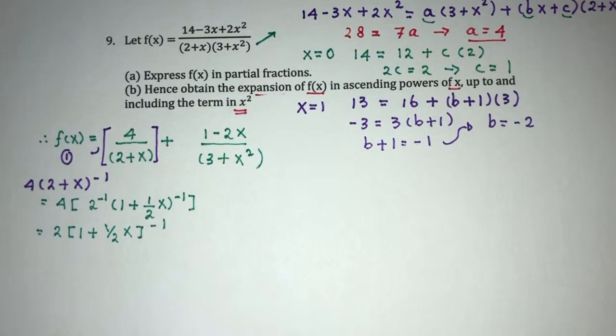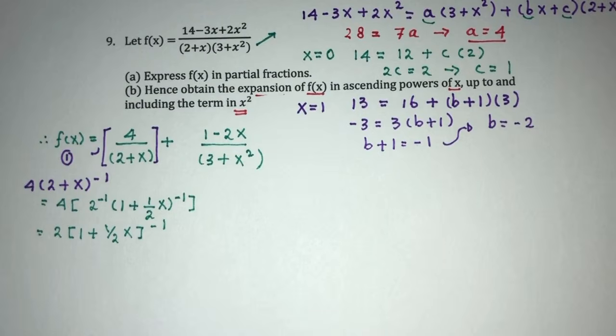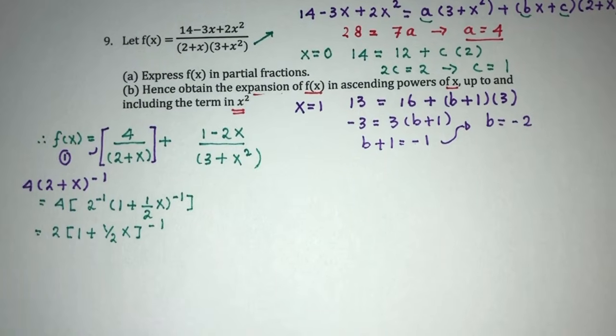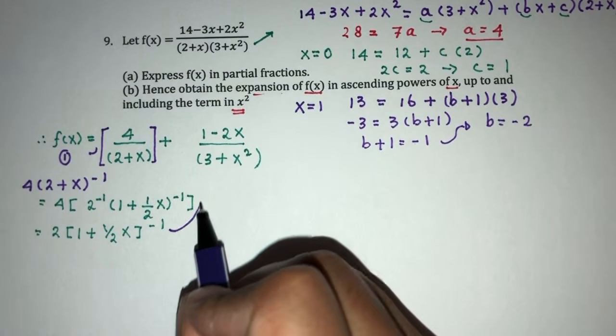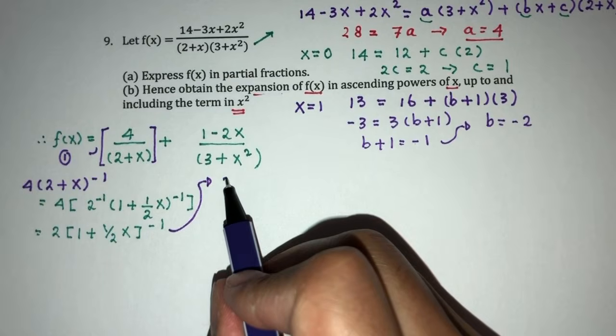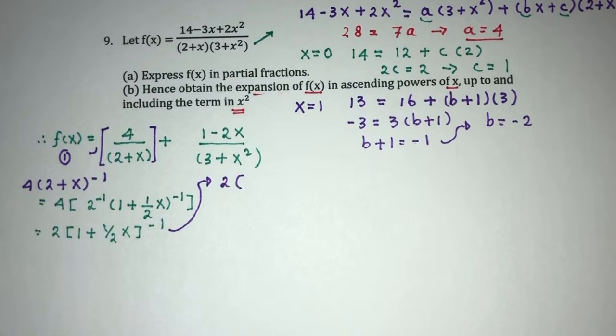So we have to expand this up to and including the term in x squared. Now, how do we expand something like this? It is given to you on your formula. You have to know. So let's continue up here. That will be 2 is outside. The first term obviously is 1.